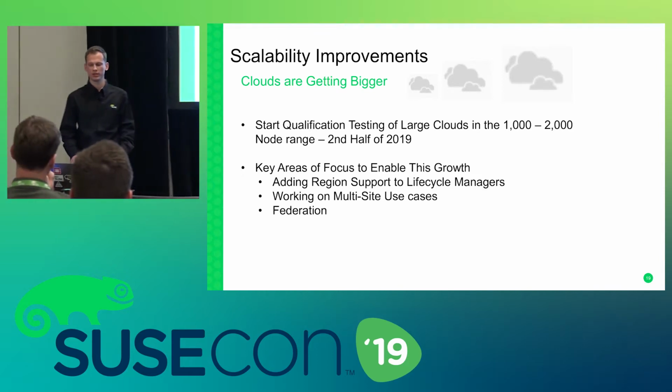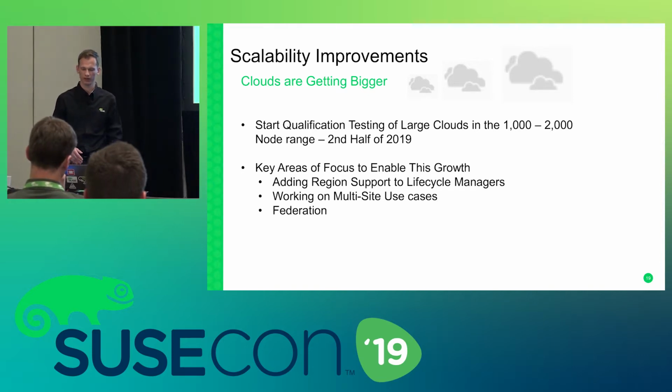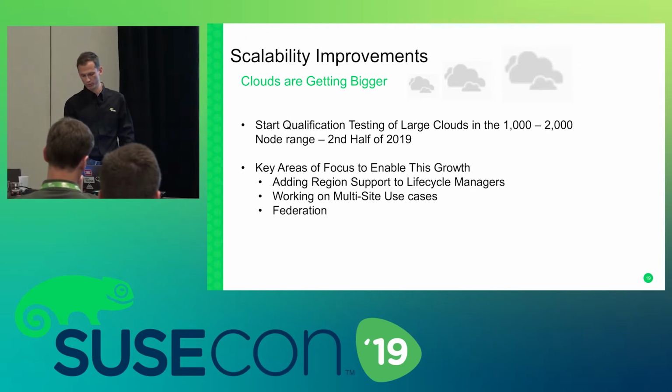Another topic we are looking into is scalability improvements. We know that clouds are getting bigger and bigger. And we just recently started a field engineering squad, which is looking into growing with the customer demand. So as customers come up with new large cloud deployments, we are looking actively into this, and we want to make sure that we can support this. As an example, in the second half of 2019, we are looking into verifying and qualifying the compute nodes scale from 1 to 2000.